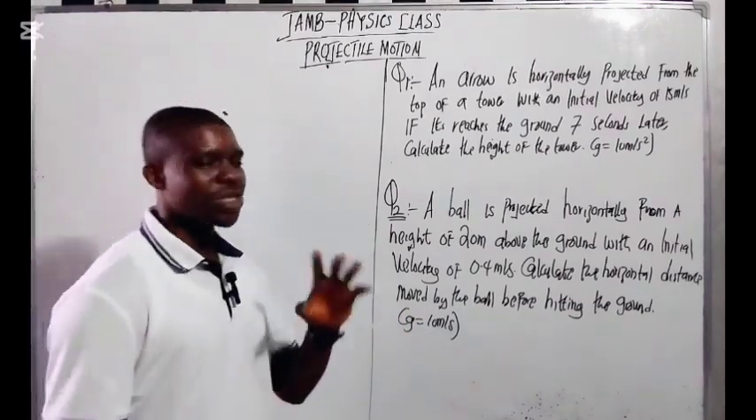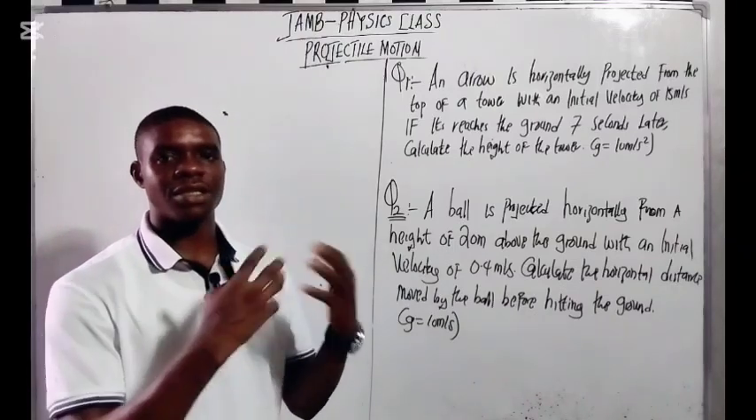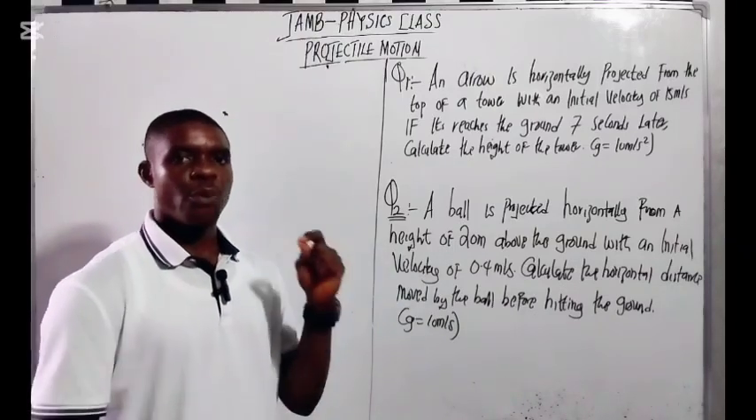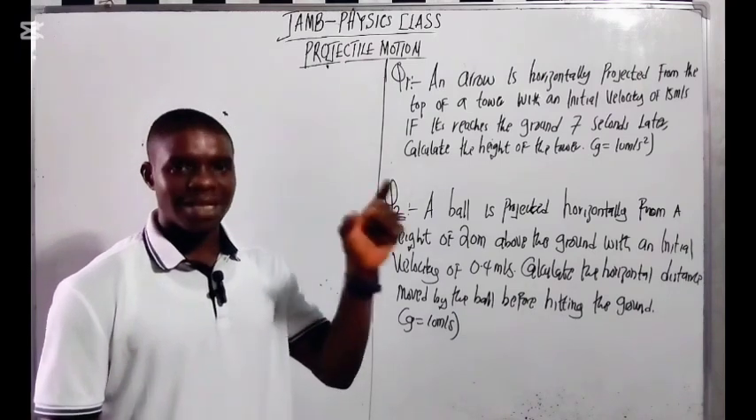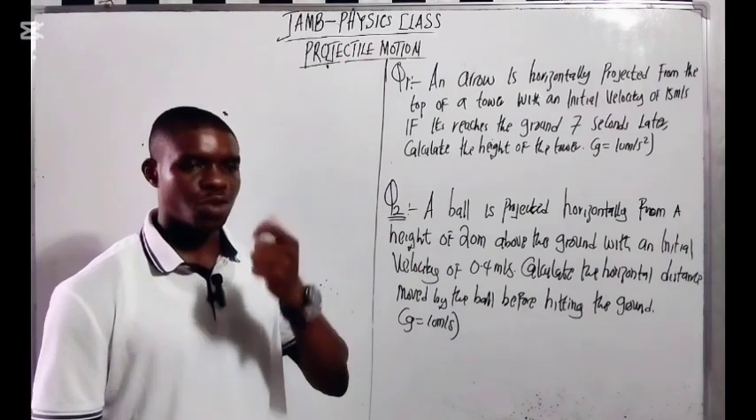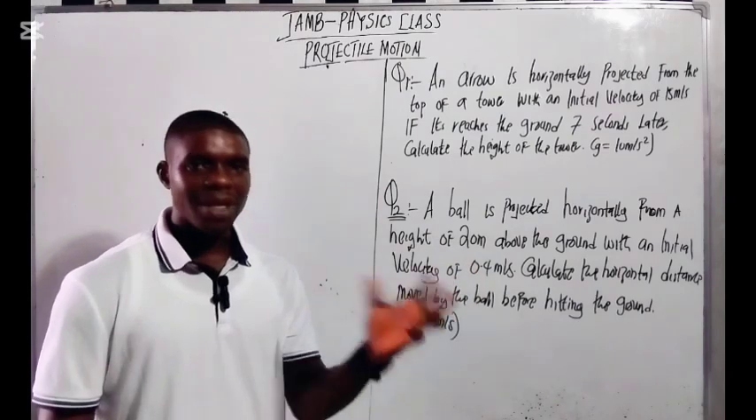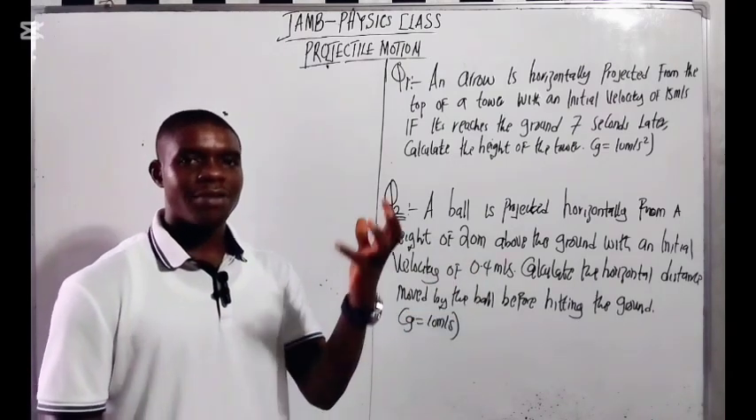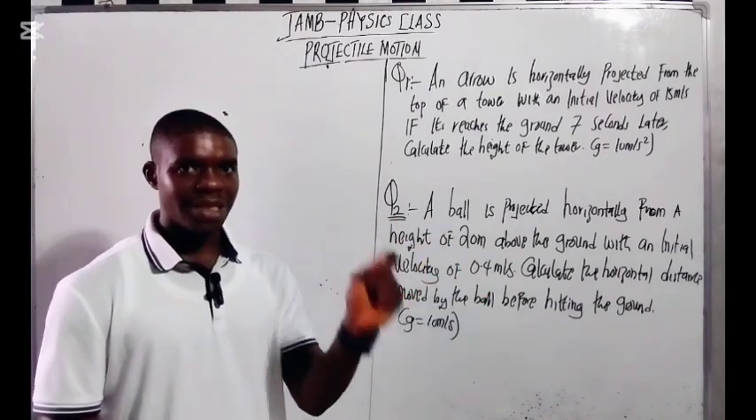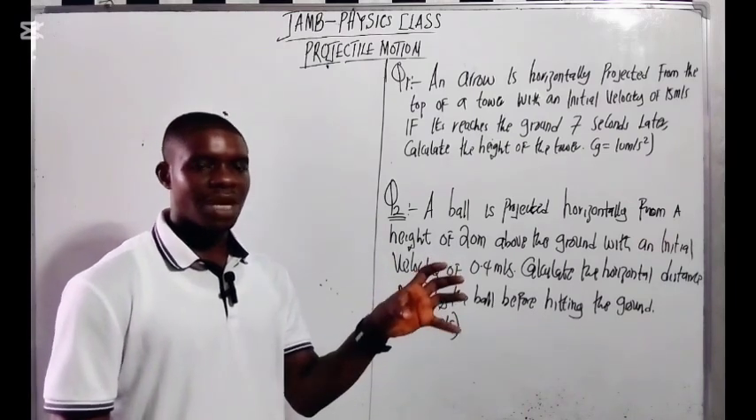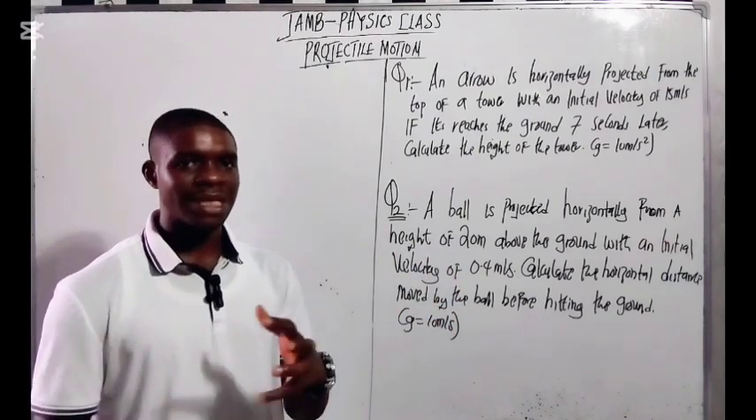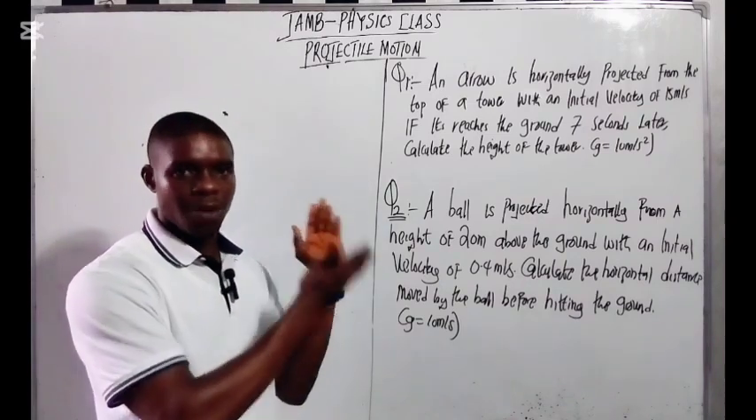Now these questions are a little bit technical. They are not like the type of question when it comes to motion under gravity. There's a little bit of difference here, so you want to pay close attention because it's a projectile. Projectiles have an initial vertical velocity and an initial horizontal velocity. This is what makes it differ from the other one, motion under gravity.